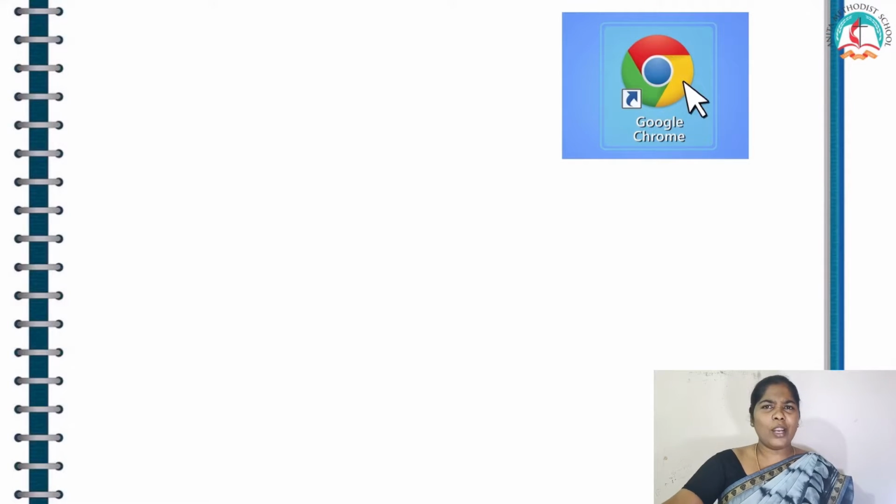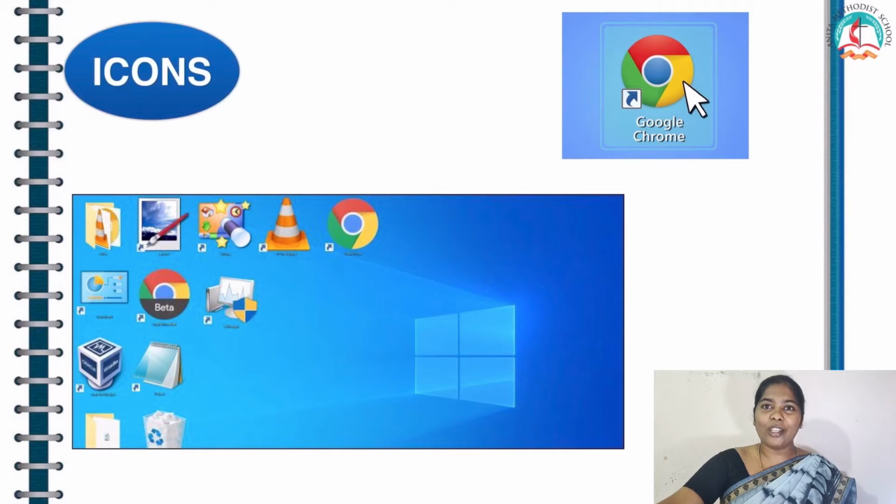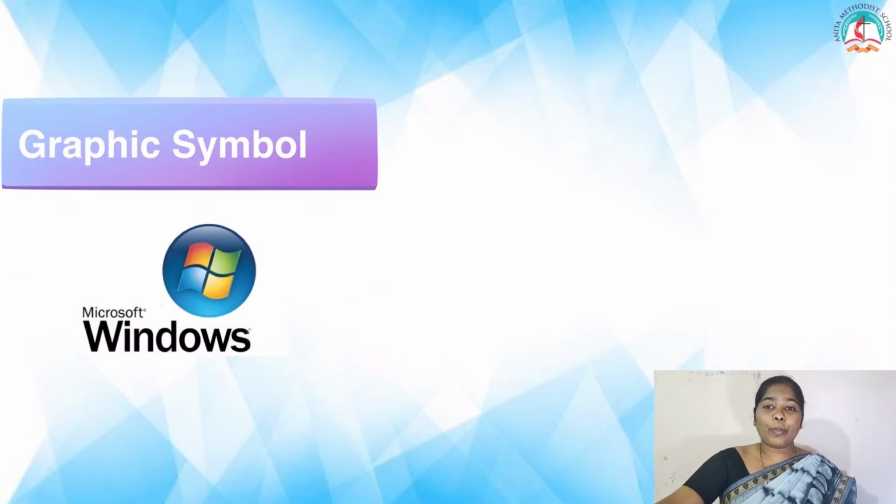Okay, look at this. What is this? Yes, it's Google Chrome. Google Chrome is a web browser. Now, like Google Chrome, we have many images on the screen, on the desktop. So, what is that? Yes, very good. This is called an icon. An icon is nothing but a graphical symbol. A graphical symbol means it's like an image.